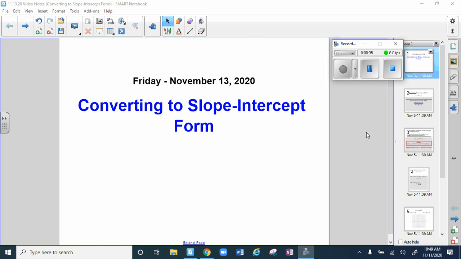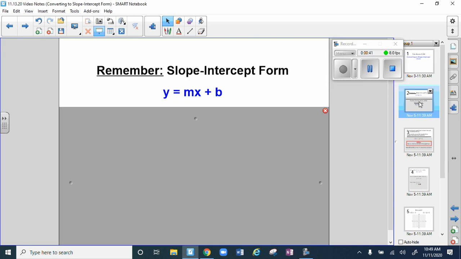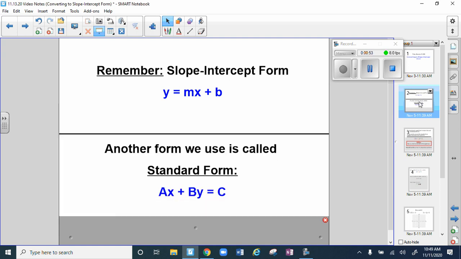We're talking about converting to slope-intercept form. So if you remember, slope-intercept form is y equals mx plus b. So m times x plus b. And this is a common form that we'll see for equations. However, we can also see this other form that we call standard form. So we have ax plus by equals c. And the only difference here is that we can't easily identify our slope or our rate of change. And our x and y values are on the same side of the equal sign rather than being on different sides of the equal sign. And this is called standard form.